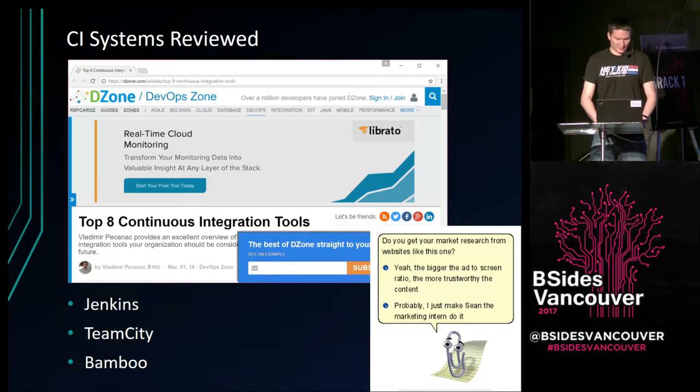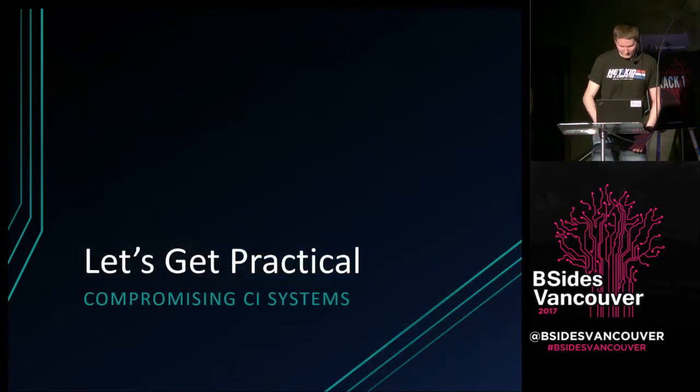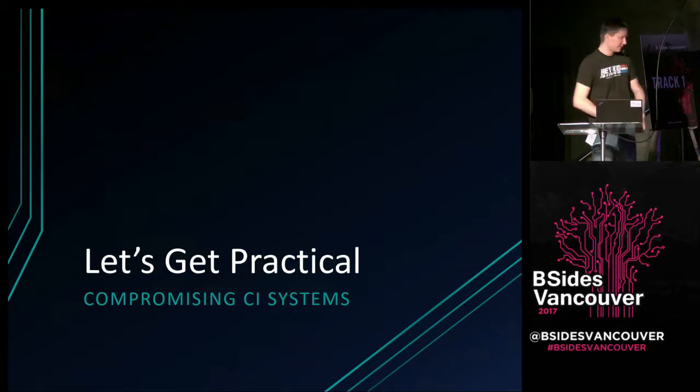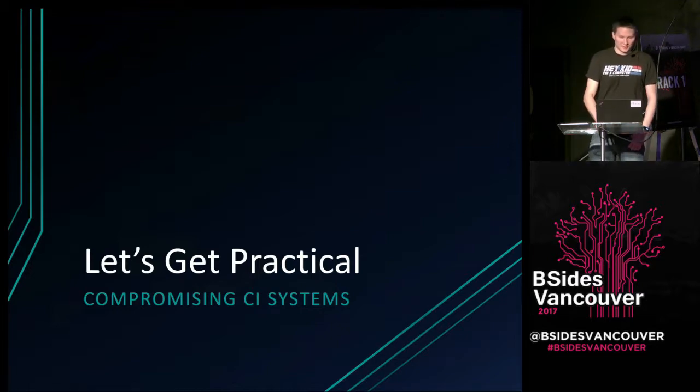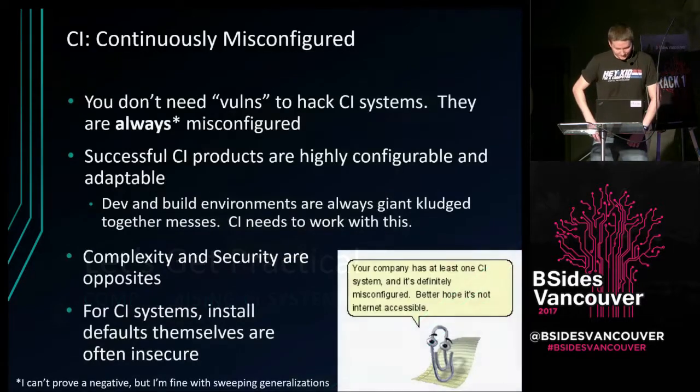And Jenkins is made by someone. TeamCity is made by JetBrains. Bamboo is made by Atlassian. Okay, so that is a pretty lengthy intro, but I think you need to understand what all these systems are and where they fit in to understand why compromising them is good.